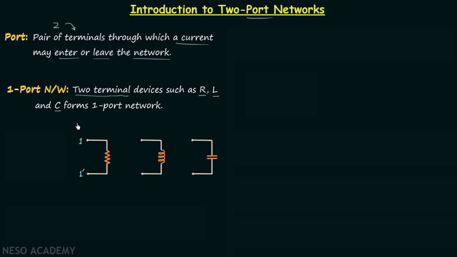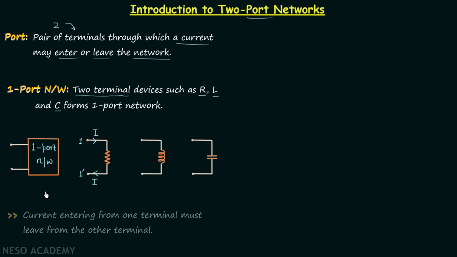And we usually represent the network by a black box. This black box is representing a one-port network. This is terminal 1, terminal 2. And there is one very important point regarding the current flow. If you focus on this resistor, and if I say current I is flowing in this direction, then in terminal 2, that is 1 prime, current will flow in this direction. So you can see that at one terminal, current is entering the network, and at the other terminal, current is leaving the network. So we can conclude that current entering from one terminal must leave from the other terminal. So if I is the current entering the network from the first terminal, then the same current I must leave the network from the second terminal.